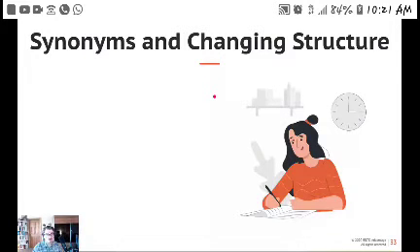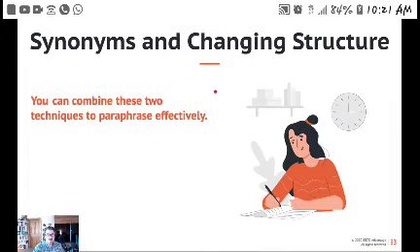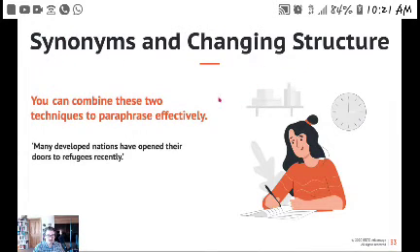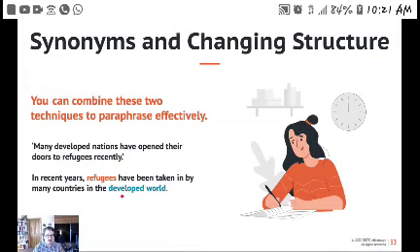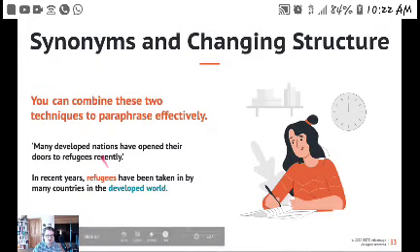So what we can do is we can put both of these together. So we can change some synonyms, we can change the structure. Let's have a look when we combine these two techniques. Many developed nations have opened their doors to refugees recently. In recent years, refugees have been taken in by many countries in the developed world. So there's two words that I've highlighted here. We'll talk about those in a second, but what we've done is we just changed the structure around a little bit. You don't have to do this. It's just a tool to use in your toolbox. And then we've changed some of the words to synonyms. So nations, countries, for example.